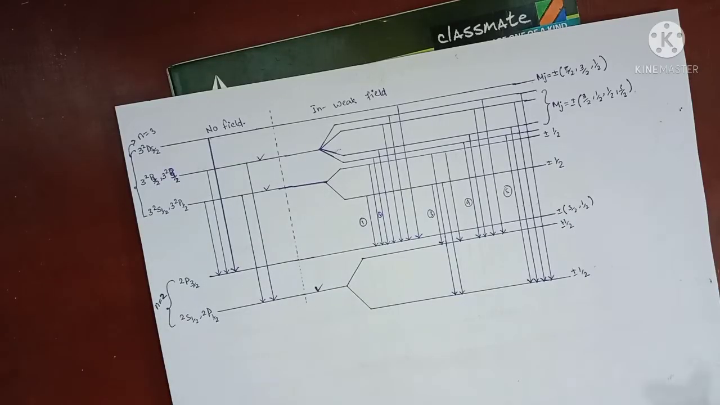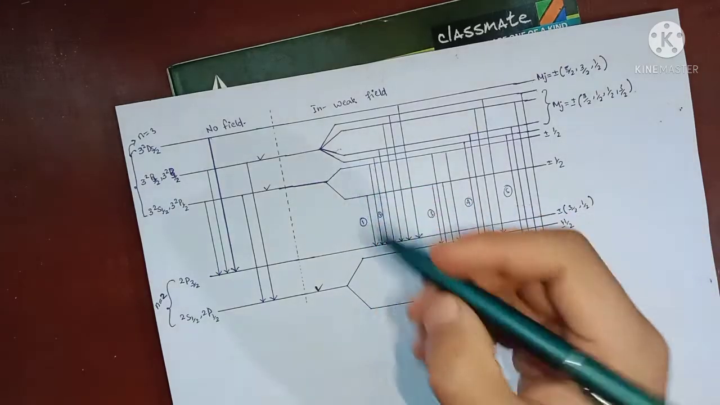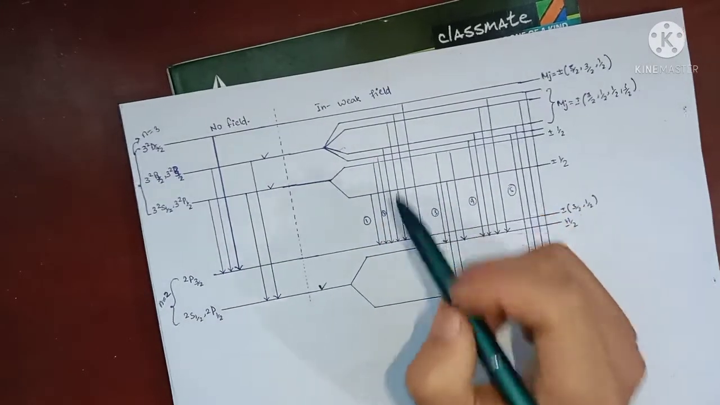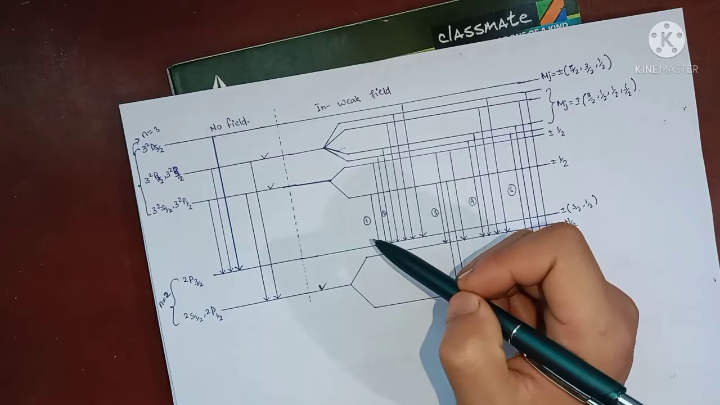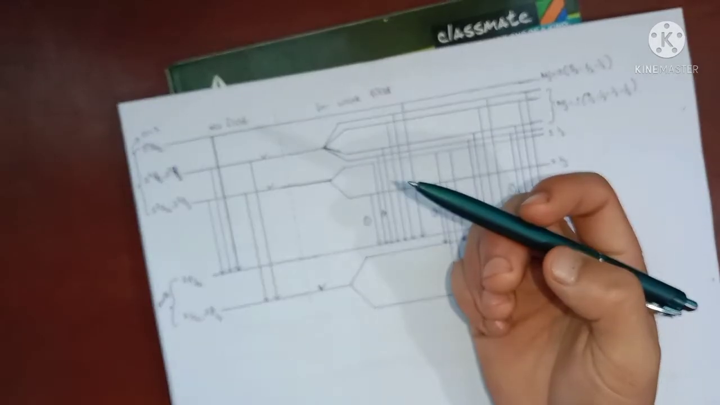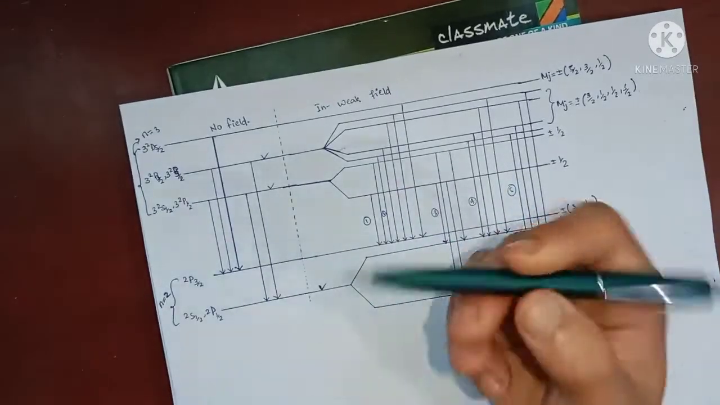So previously we discussed the energy notation of the H alpha line from the Balmer series, to know whether it further splits into different components or not.